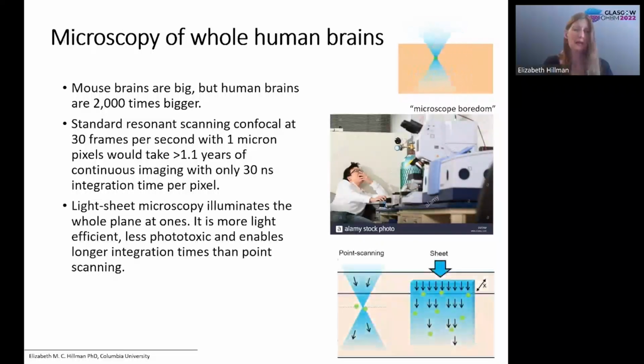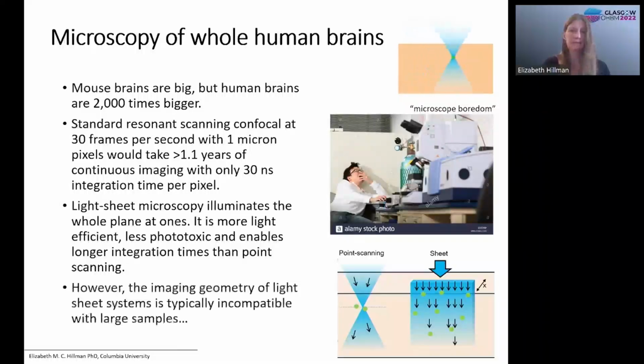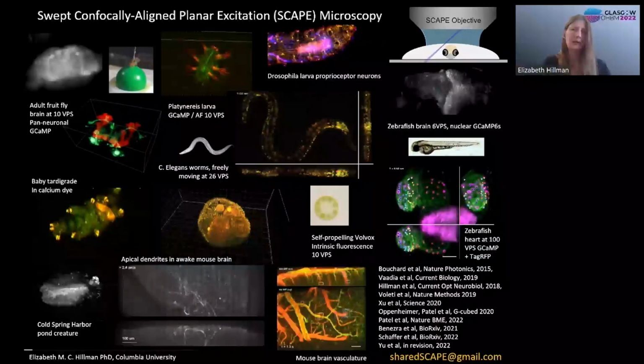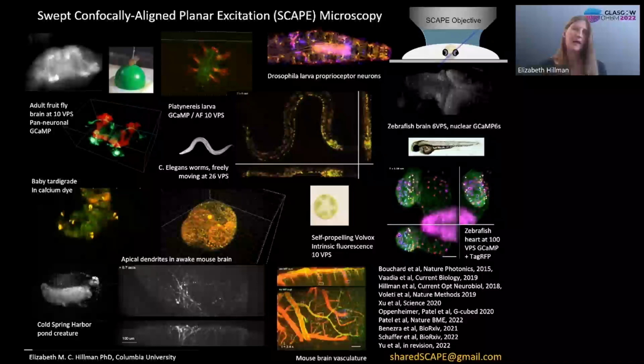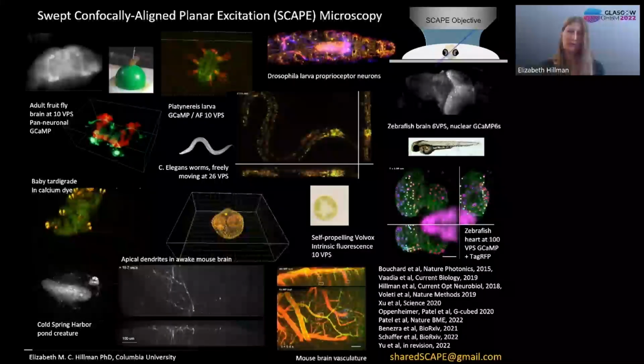But light sheet microscopy is a little bit different. So instead of just illuminating one point at a time, it illuminates an entire sheet all at once. This makes it much, much more light efficient, less phototoxic, and it enables much, much longer integration times than point scanning. However, the geometry of light sheet microscopy is typically quite awkward, and most light sheet microscopes aren't optimized for high-speed imaging.